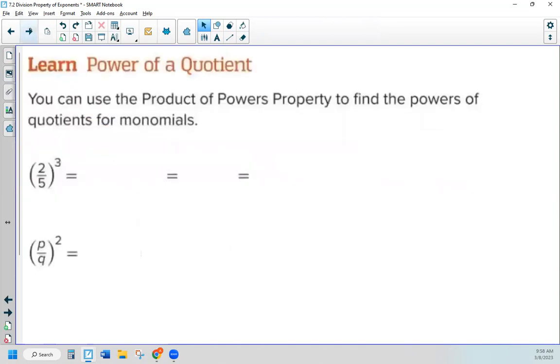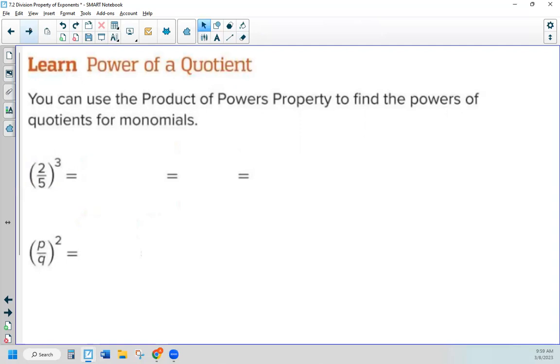All right, learn the power of a quotient. What is this? The power of a quotient is when we are taking something that is a quotient. Quotient is division. And remember that a fraction is division. Something that is a quotient and giving it an exponent, a power. So it's a power of a quotient. That's why it's called power of a quotient. Something that is dividing, you're giving it a power.